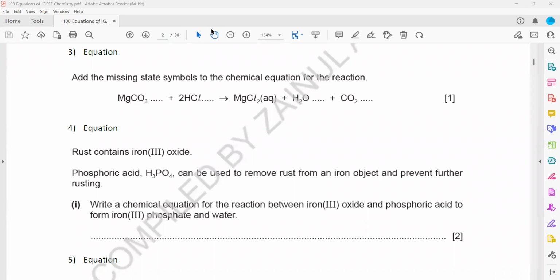Equation 3, add the missing state symbols. So what is the state of metal carbonate? Solid, good. What is the state of acids? Aqueous. No, acids are aqueous. Water will be liquid and carbon dioxide is a gas. You don't say acid is a liquid. That is wrong, because acids are dissolved in water. That's why acids and alkalis are always aqueous. Acids, alkalis, and soluble salt solutions.